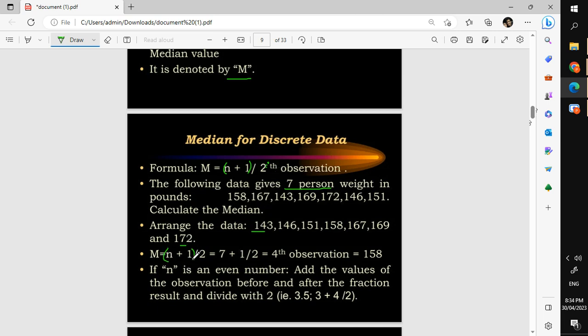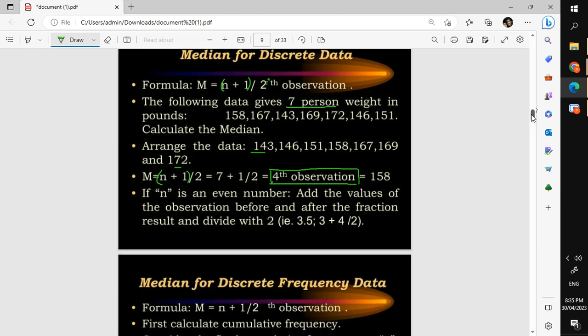Okay, you have n plus 1 divided by 2. And here is the number of observation. So bilangon lang nimo kung pila ka datum ang naa or pila ka value ang naa. In this case, we have 1, 2, 3, 4, 5, 6, and 7. So n is equal to 7 plus 1 divided by 2. 7 plus 1, that's 8 divided by 2, that gives us the fourth observation. This means that the median in this particular example can be found on the fourth observation.